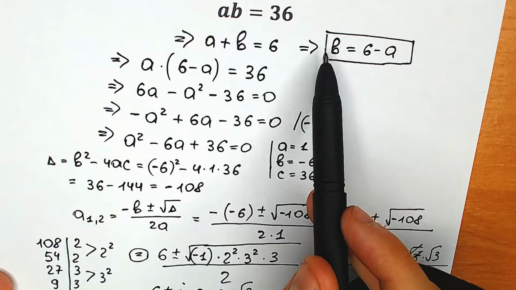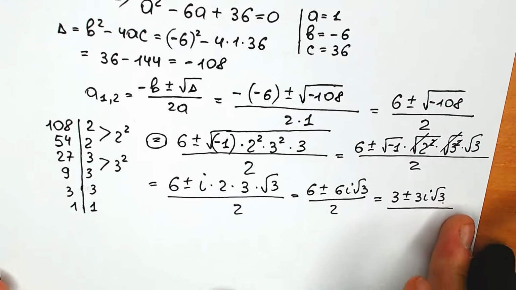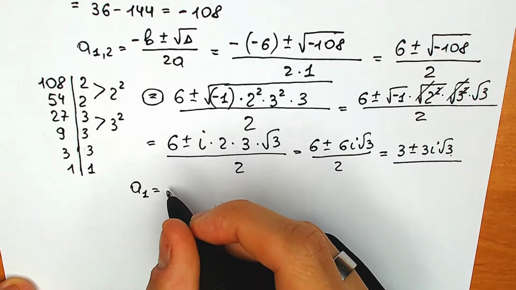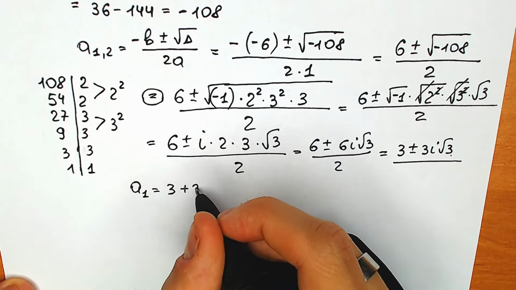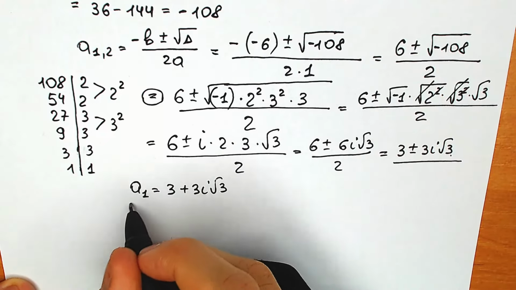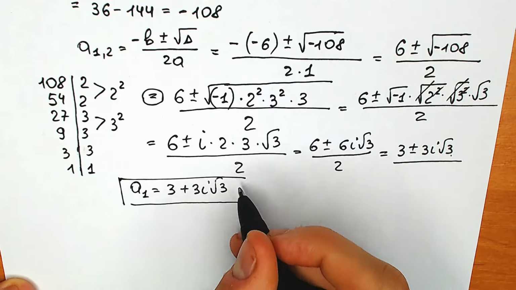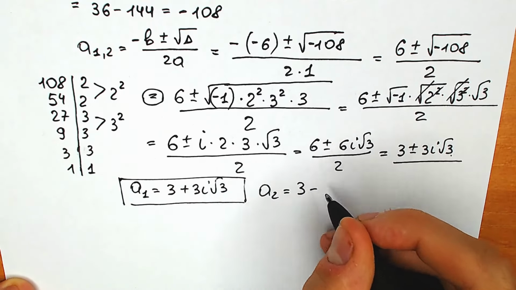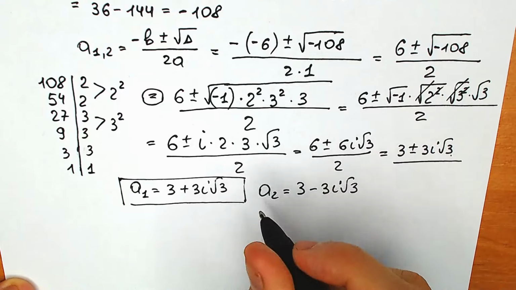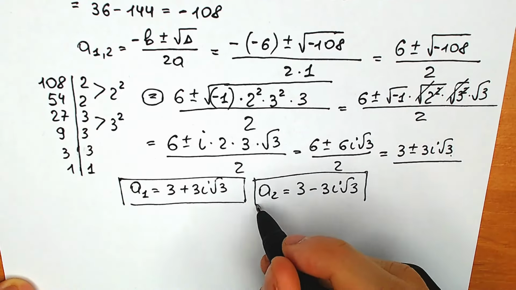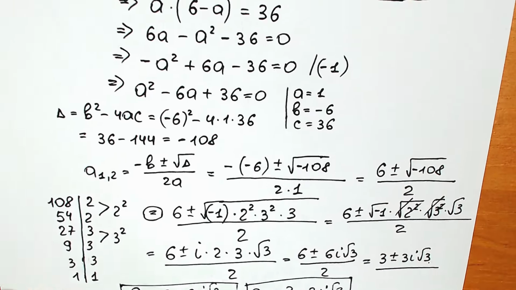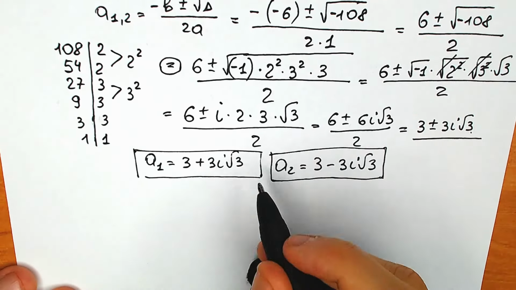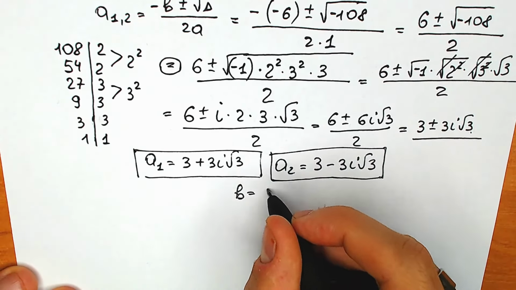Where can we find b? So b equal to 6 minus a. Okay, so from here, I want to underline that we know a first equal to, let's go with the plus sign, 3 plus 3i square root of 3. This is our a first. We know everything about a second equal to 3 minus 3i square root of 3. And we know everything about b, so b equal to 6 minus a. So let's write it, b equal to 6 minus a.